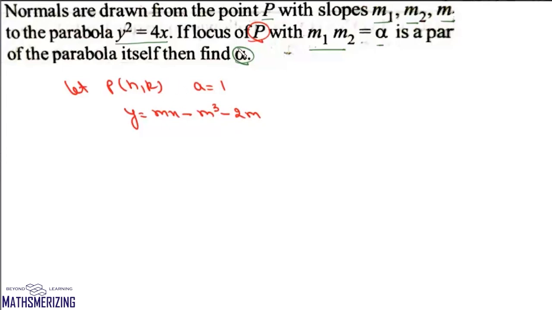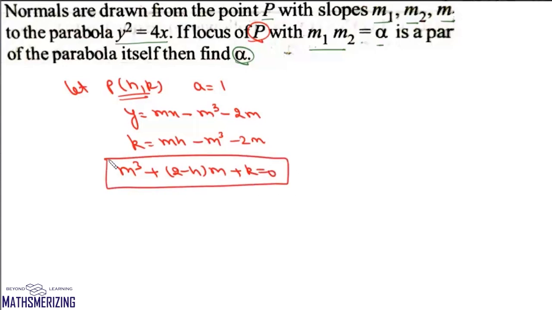Now this normal passes through this point h comma k. So it will be k equals mh minus m cube minus 2m. So we'll write this equation as m cube plus (2 minus h)m plus k equals 0, which is a cubic equation in m. Now we know that for this equation, m1 into m2 into m3, its value is minus d upon a. So it will simply be minus k.